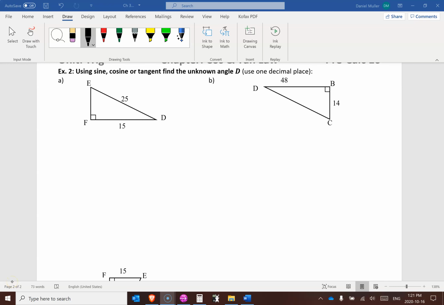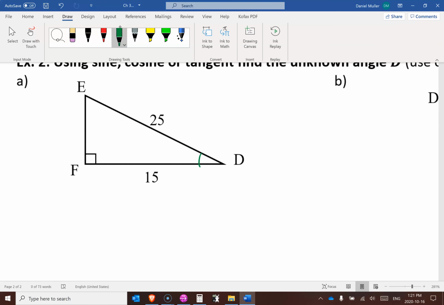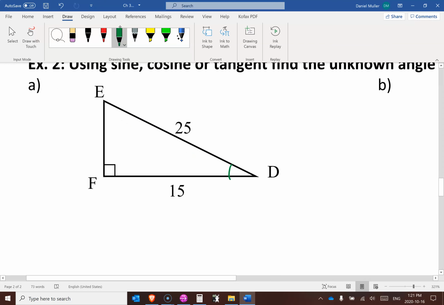Example 2, using sine, cosine, or tangent. Find the unknown angle D. Okay, so it's giving us the perspective. It tells us we're going to reference D moving forward. This is different than the previous examples in that we're not finding a missing side. Look, there's already two sides given.